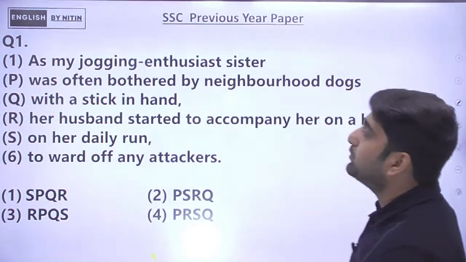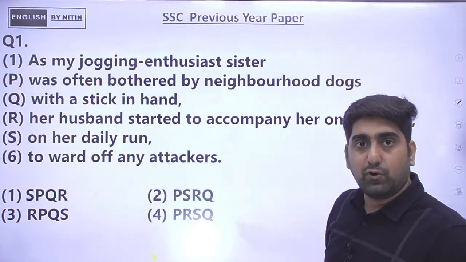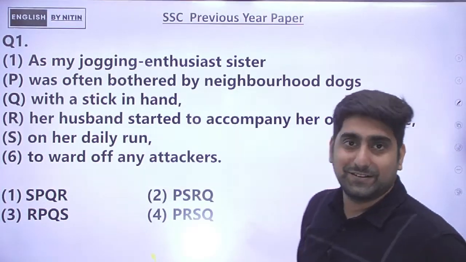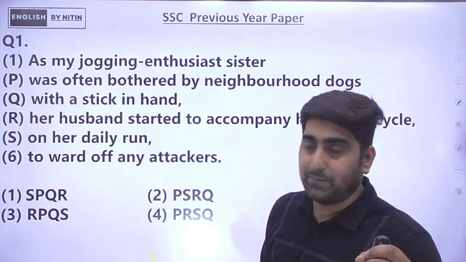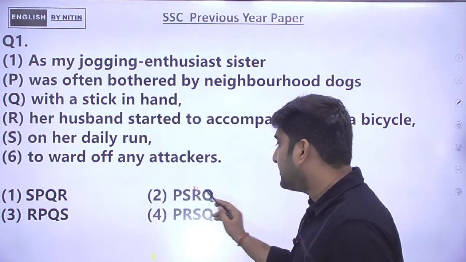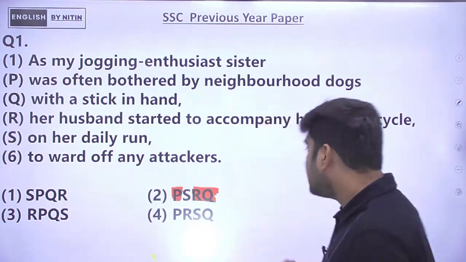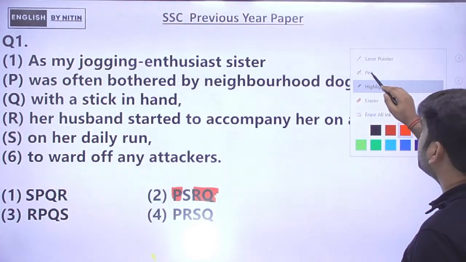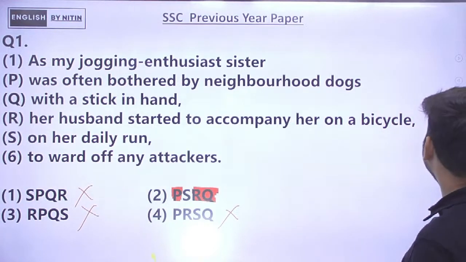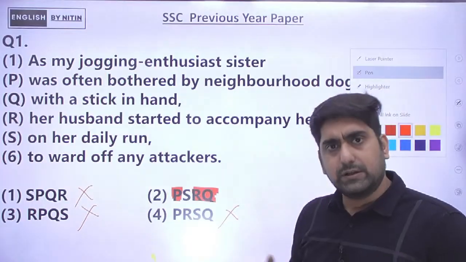So as my jogging enthusiast sister was bothered by neighborhood dogs, then what happened? Her husband started to accompany her on a bicycle with a stick in hand. So husband is having stick in hand. So after R we need Q. Sentence must start with P. This is how you can eliminate all the options except option number 2. P, S, R, Q will be the correct arrangement.